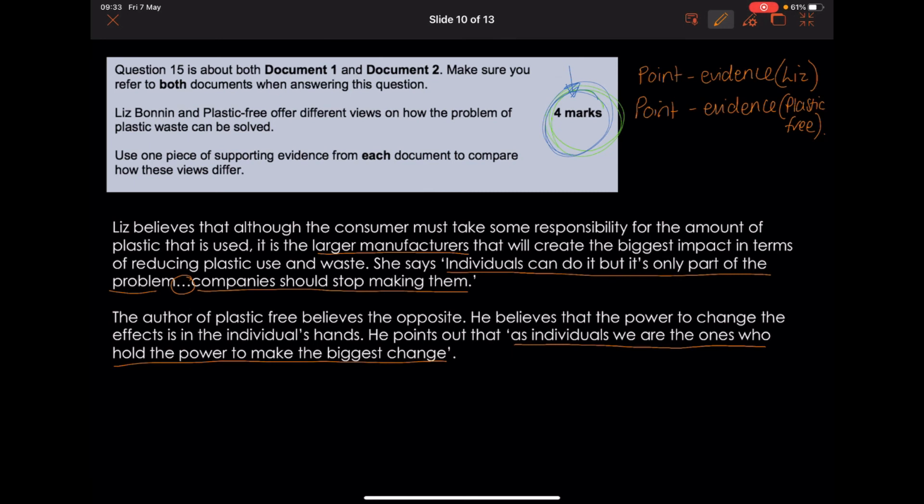Now, you could have also said in there that both authors, Liz and the author of Plastic Free, both think that there is some responsibility to be placed on the everyday person. However, their opinions differ because Liz mainly blames the larger manufacturers, but Plastic Free mainly thinks it's the individual that has the power to make the biggest change. So you could have said that as well. There are many different ways to have written that. But then you would have got 2 marks for this bit and 2 marks for this bit, and that would have been in total your 4 marks for the question. So well done if you got something similar.